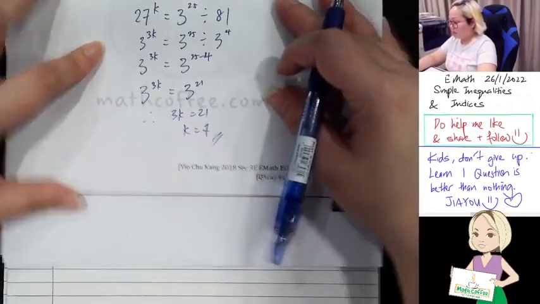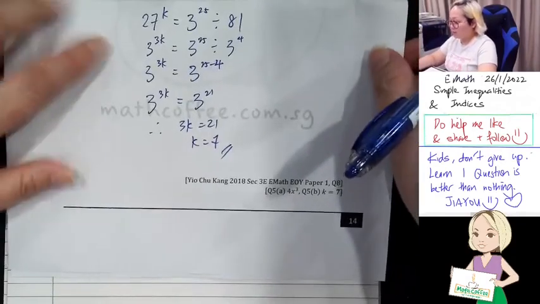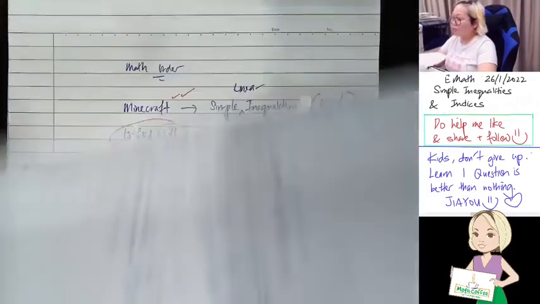Yeah, answer is 7, Raphael. Okay, so yeah, we are done with indices and linear inequality.